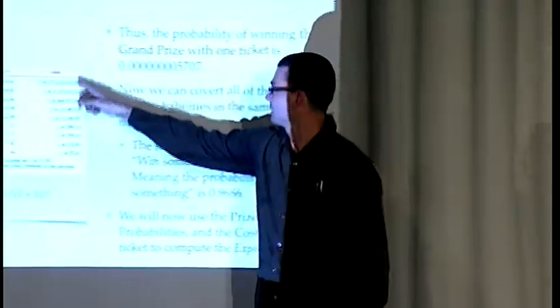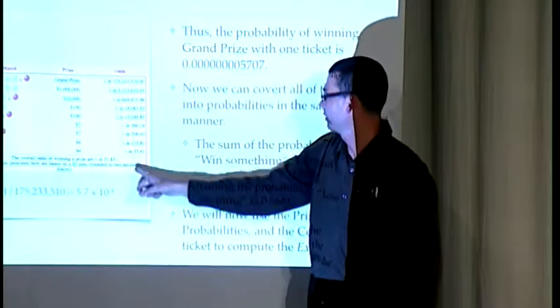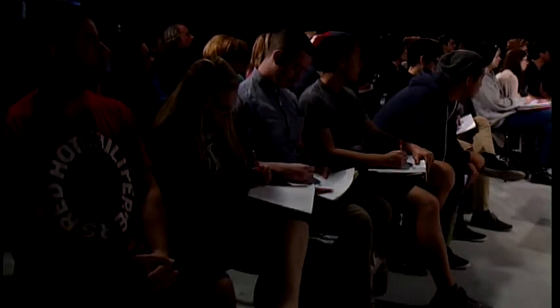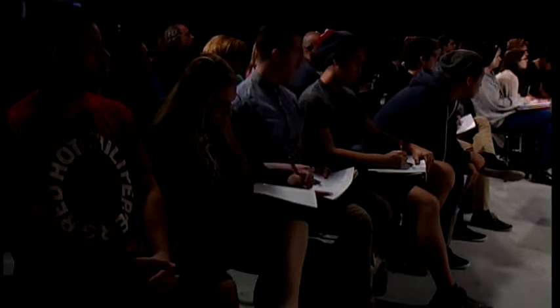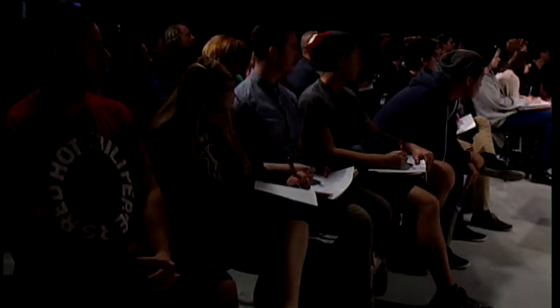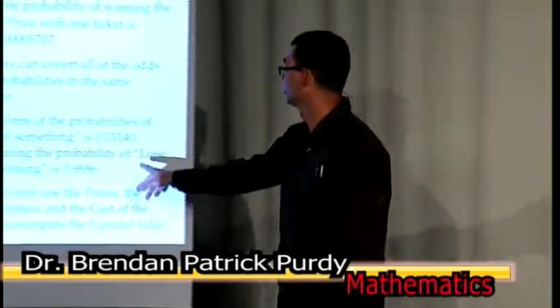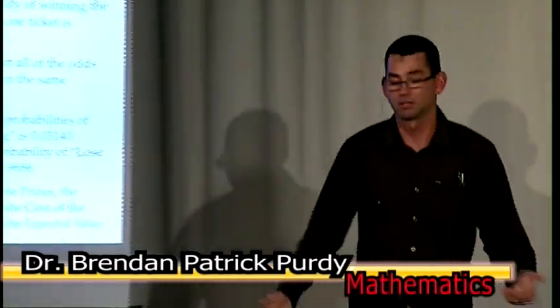And you can convert all these odds into probabilities in the same way, one divided by the 5 million, one divided by the 55, and so on. So the probability of winning anything with one $2 ticket, whether it's the $4 or the grand prize, you're probably winning something is 3%. That's it. The probability of losing is, well then, almost 97%.